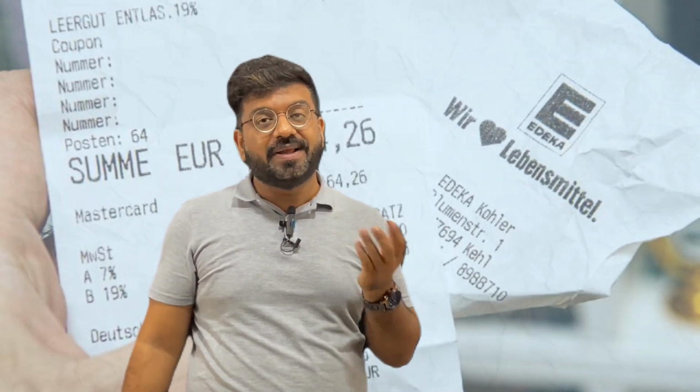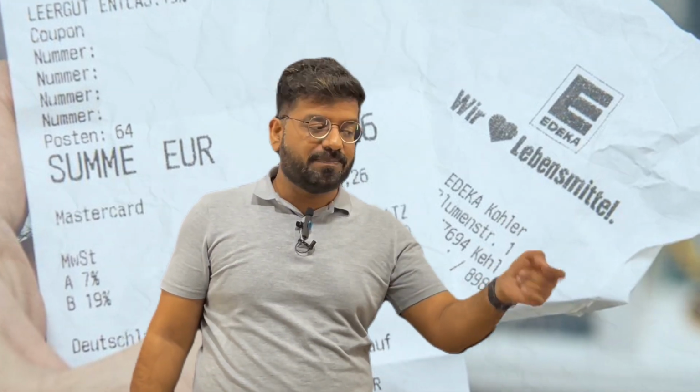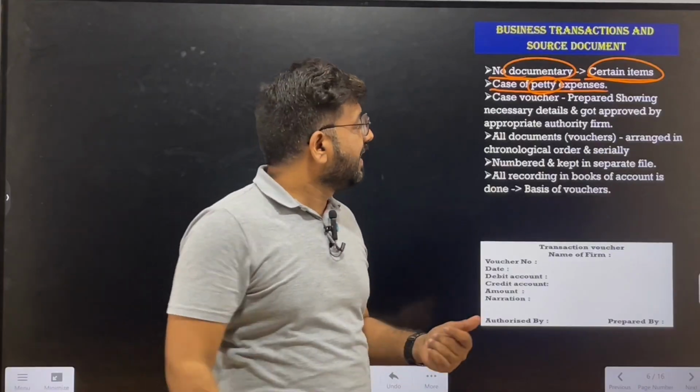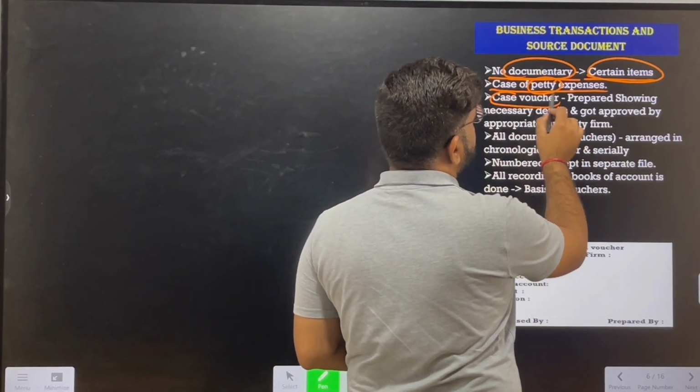Like if I want to buy a pencil, a rubber, a pen, I will not get a receipt. I will not get a bill for that. I will go to the stationery shop, I will buy that pen, I will pay the amount. He will not give me a bill for that. The bill is basically given for the big items. Whenever you buy clothes, computers, machinery, these are the big items where a big amount is involved. Then only there is a need of documents.